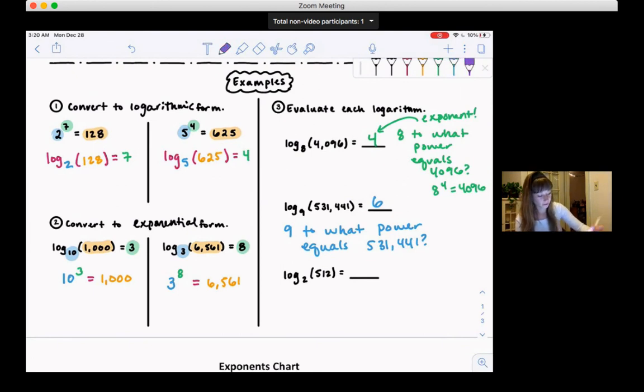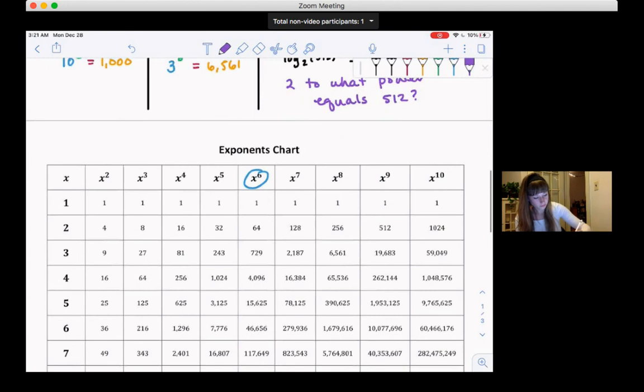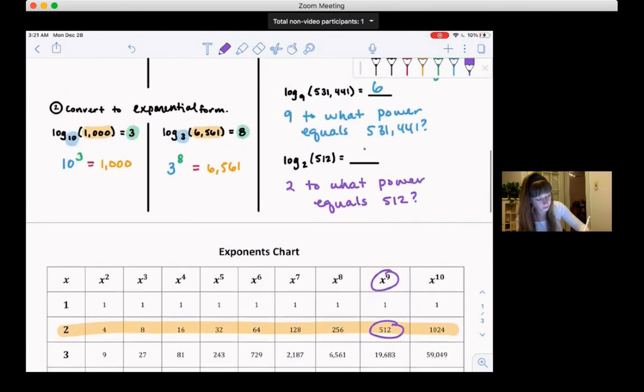Okay, let's do one more. So log base 2 of 512. We should ask 2 to what power equals 512. Okay, so we go to our exponent chart. Here are the powers of 2, and we want 512, which is right here. That's the 9th power of 2. So this logarithm is equal to 9.